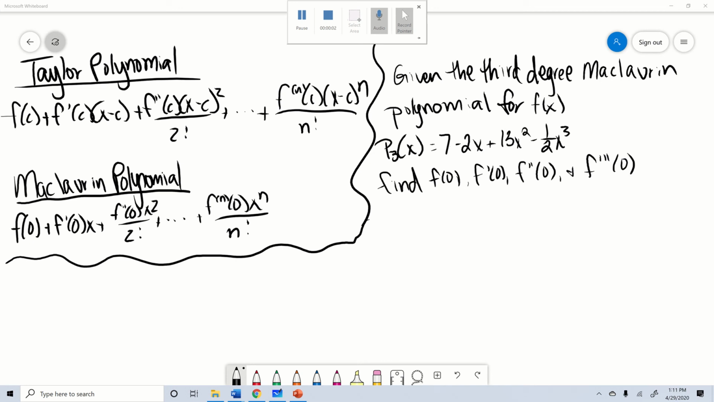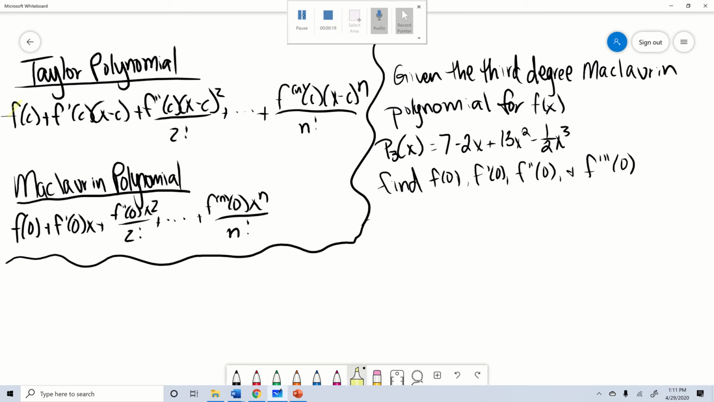Okay, so one of the other things you need to be able to do with Taylor polynomials is, if you're given the Taylor polynomial, find a specific function value. So they might ask you to find, like, if you're given a polynomial, find the value for the first derivative or find the value for the third derivative. So I just wanted to remind you of a couple things.